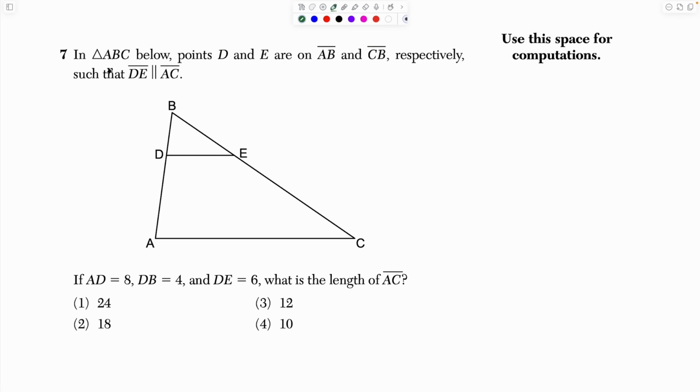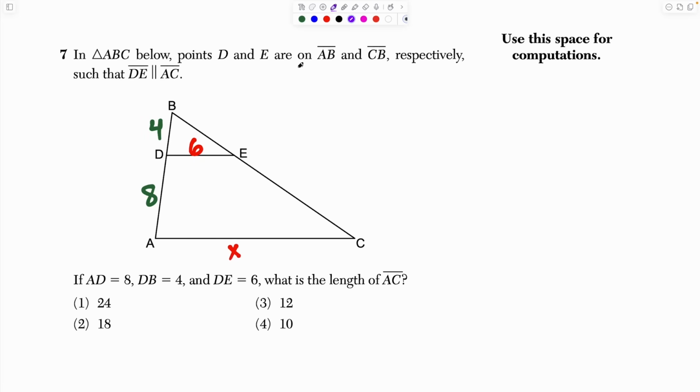Question 7, in triangle ABC below, points D and E are on AB and CB respectively, such that DE is parallel to AC. If AD equals 8, DB equals 4, and DE equals 6, what is the length of AC? So for this question here, let's start by labeling. So we could put AD is equal to 8, we have DB is equal to 4, and then we have DE is equal to 6. So we have this one over here, and we want to know what is the length of AC.